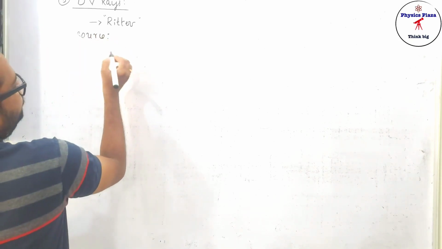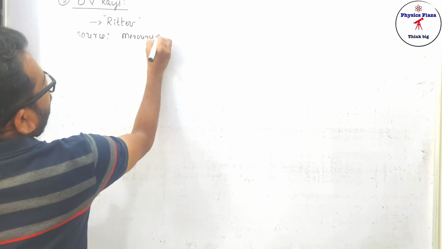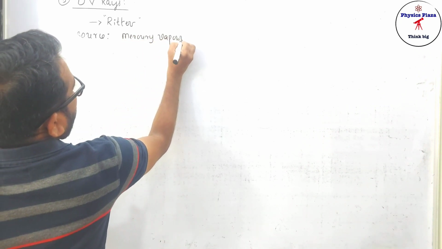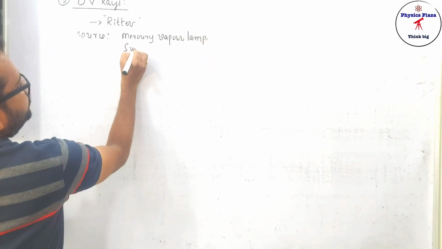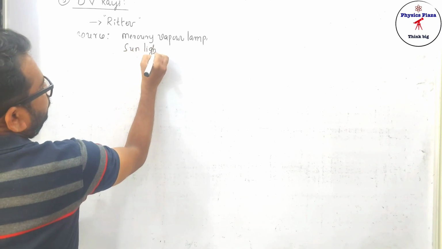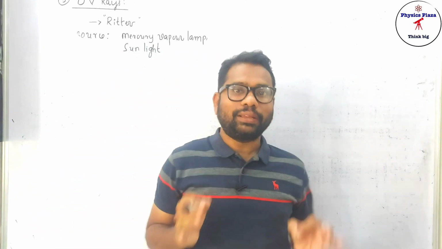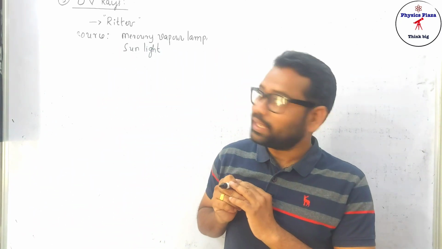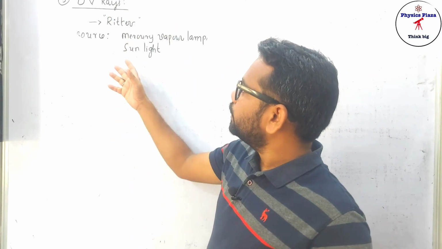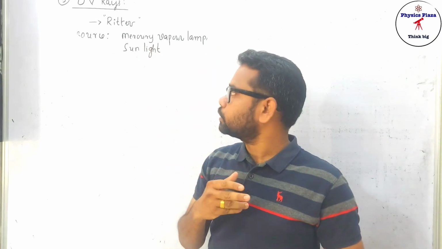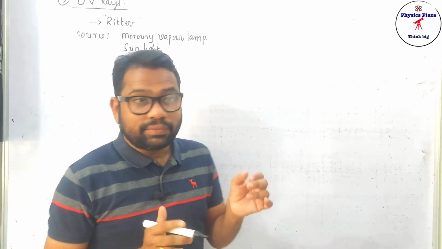For the sources, we can say mercury vapor lamp, even sunlight. Children, of course sunlight consists of a large portion of UV rays, but the ozone layer is protecting us from UV rays. Is it clear? Fine. So Ritter discovered UV rays, and the main source is the mercury vapor lamp, even the arc lamp, and even sunlight. And children, very important, the detection is very important.